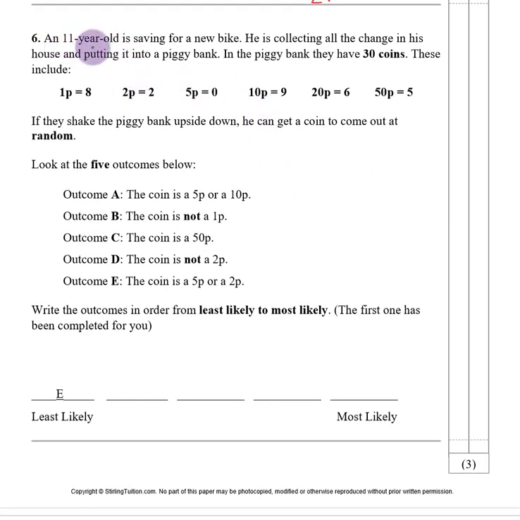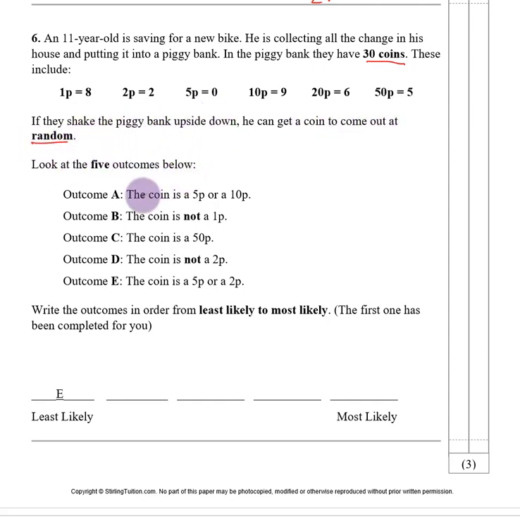Number 6. An 11-year-old is saving for a new bike. He's collecting all the change in his house and putting it into a piggy bank. In the piggy bank, they have 30 coins. These include 1p, he's got 8, 2p, he's got 2, 5p, nothing, 10p, 9, 20p, 6, and 50p, he's got 5 of those. If they shake the piggy bank upside down, he can get a coin to come out at random. So this is important, at random.